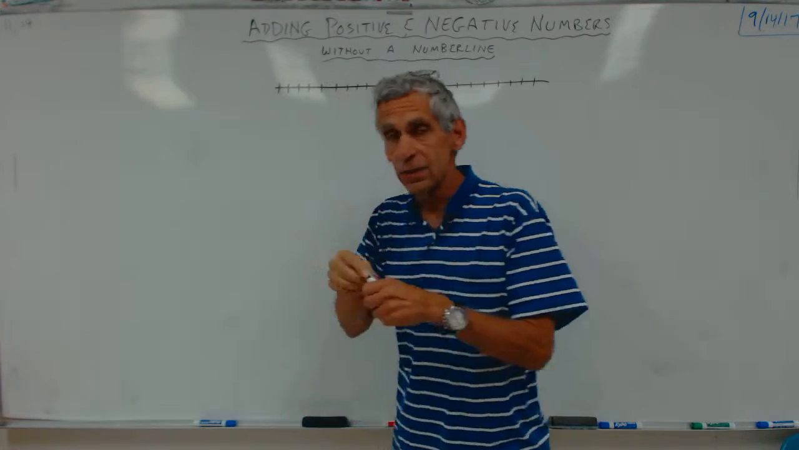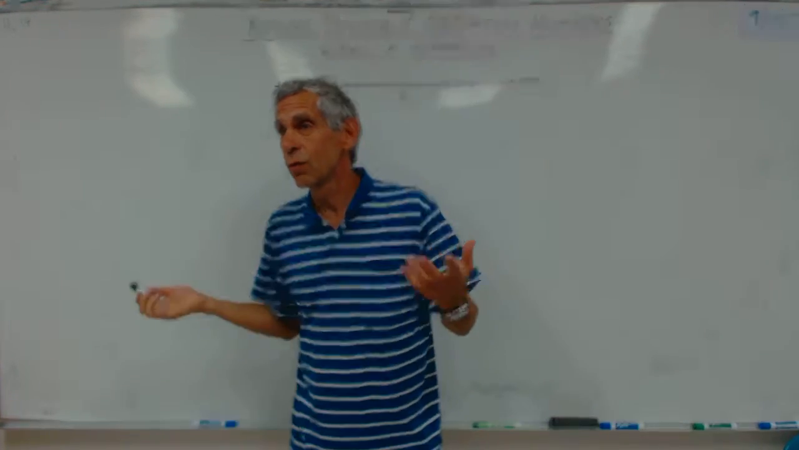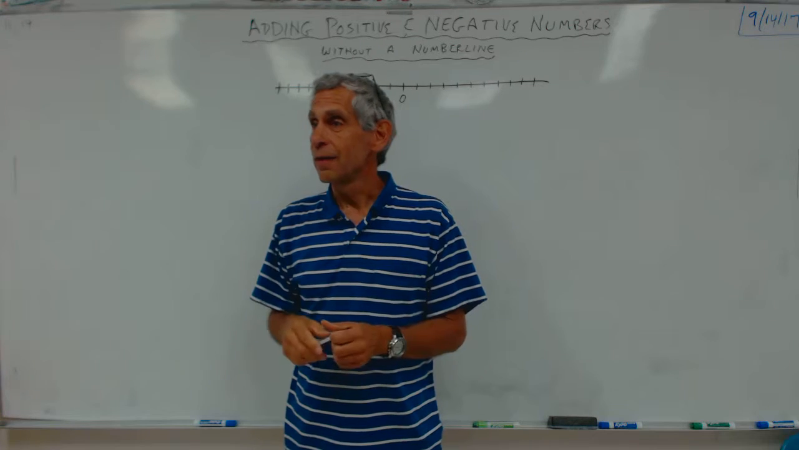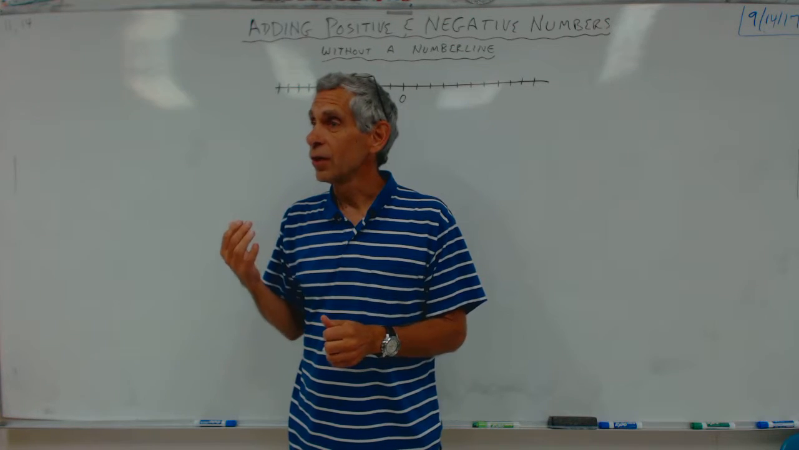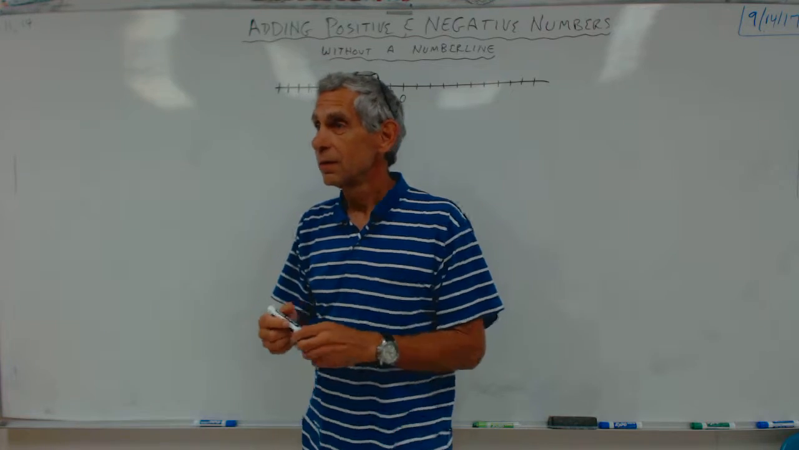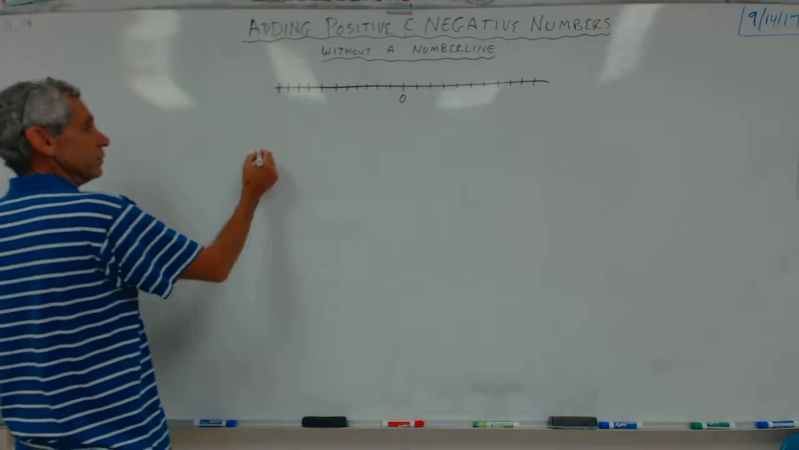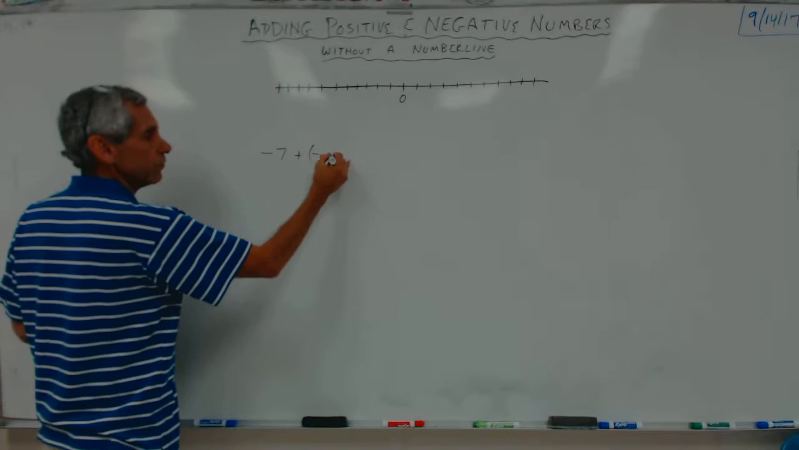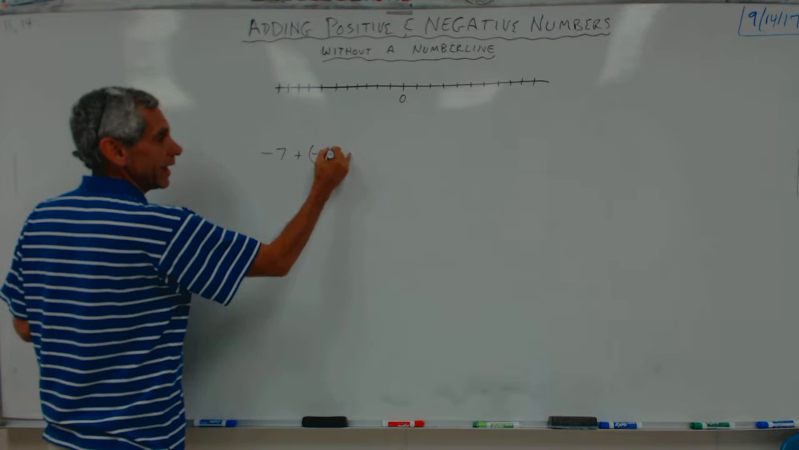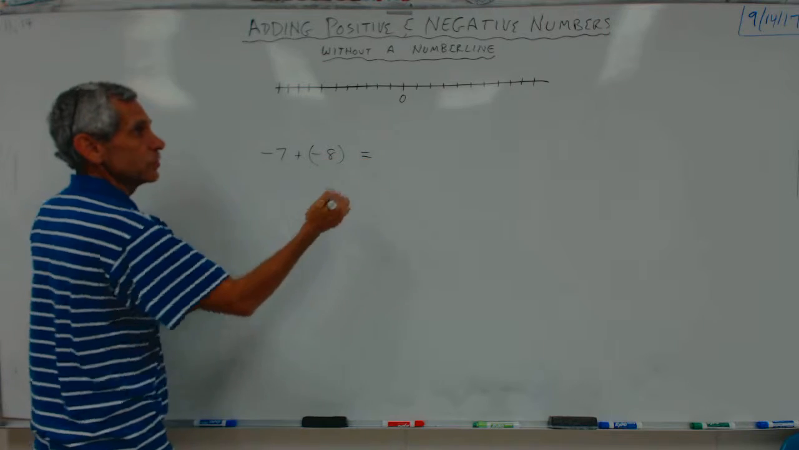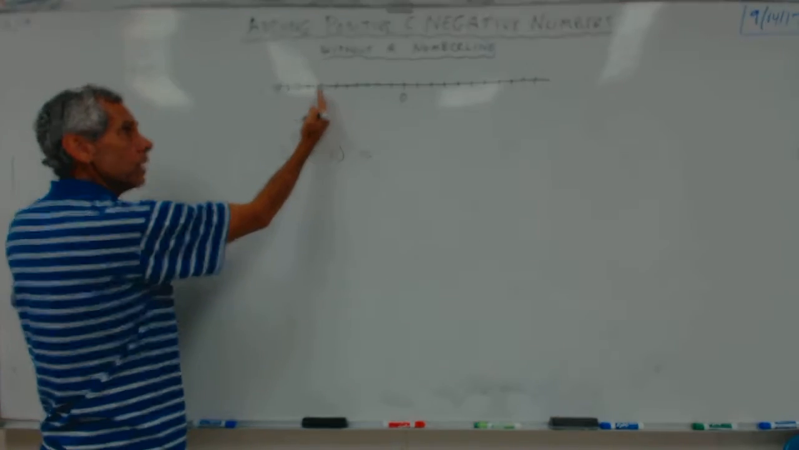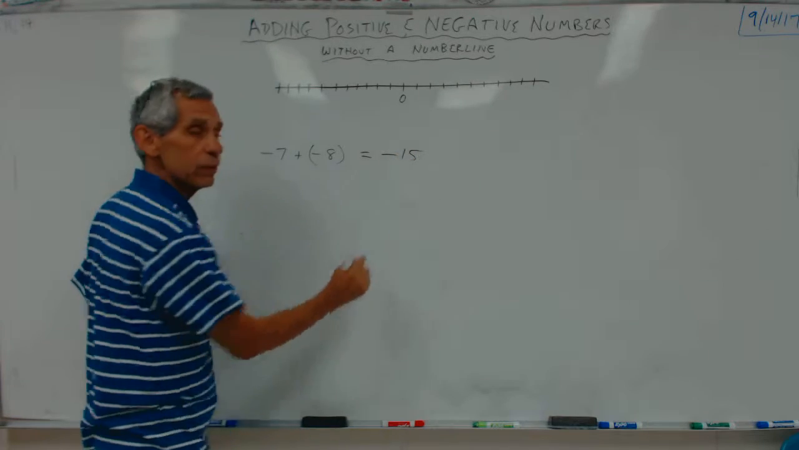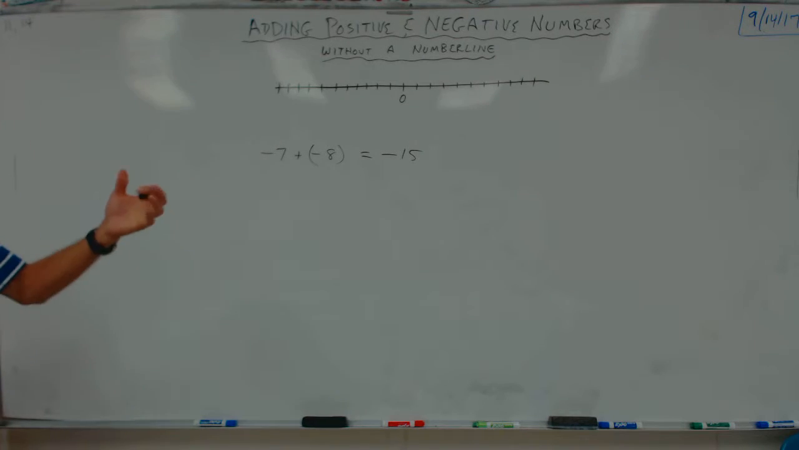So number lines are great. They always work. The only problem is if the numbers are huge, right? We know that -7 plus -8 is going to be -15, right? We know that on the number line.